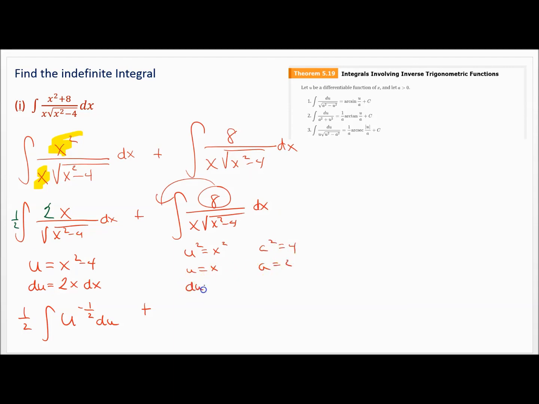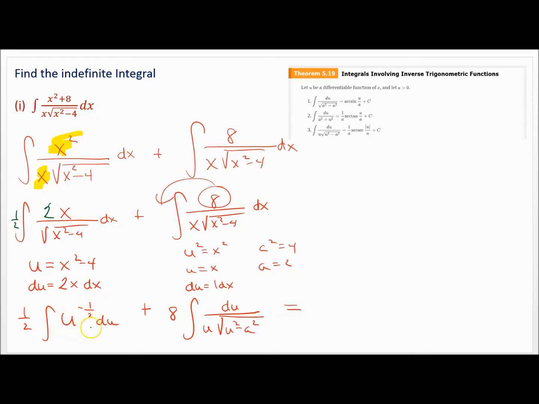Remember, I still have to find du. Derivative of u is 1 dx. So that gives me the form of the 8 out front. And this is du in the numerator, which is 1 dx, because we already pulled the 8 out. And then this is u, right? Square root of u squared minus a squared.